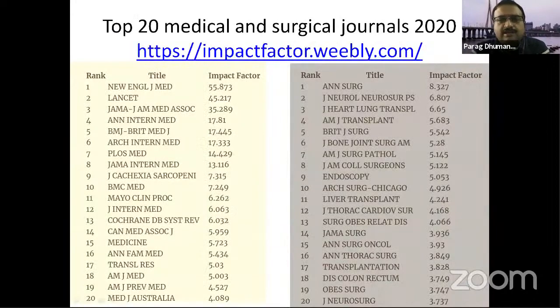To give you a list, we have this top 20 medical and surgical journals of the last year. So this is the medical journal. These are the surgical journals, which I showed you the web page of. This is available on net.